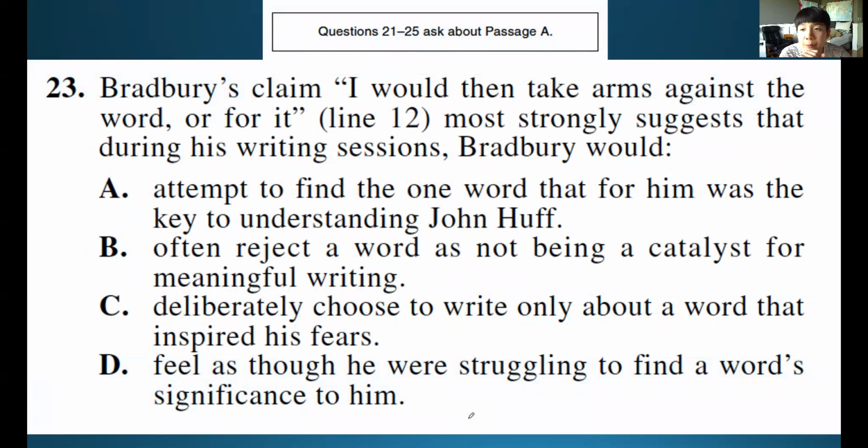Question 23. Bradbury's claim, "I would then take arms against the word or for it," most strongly suggests that during his writing session, Bradbury would... Line 12. Reading after this quote, it says, "to weigh the word and show me its meaning in my own life." What's the answer? Its meaning to his own life. What's one word for that? It's significance to him, right? That's one word for that phrase right there. So that's the answer. Why are the other ones wrong?